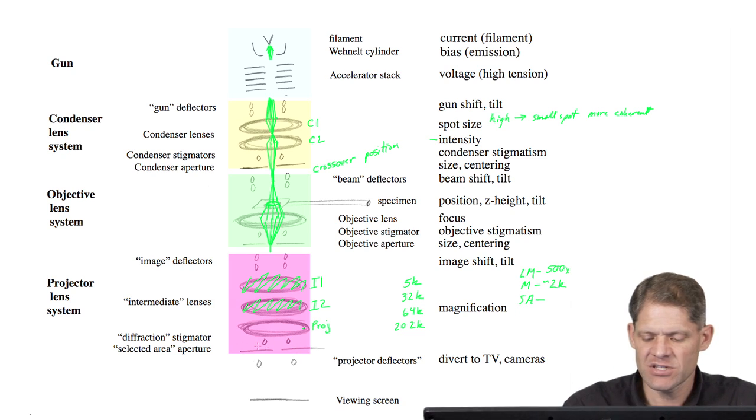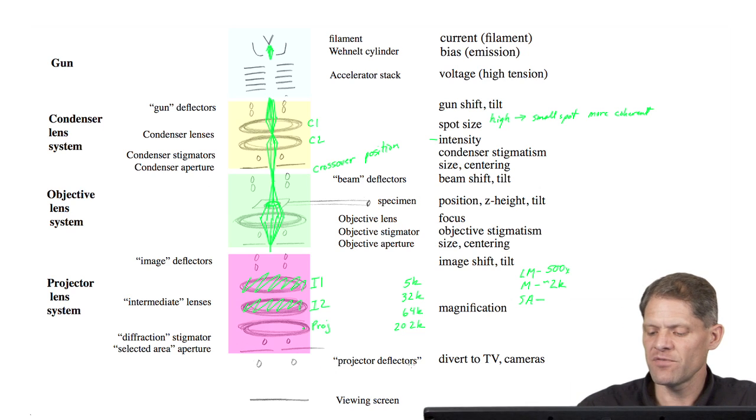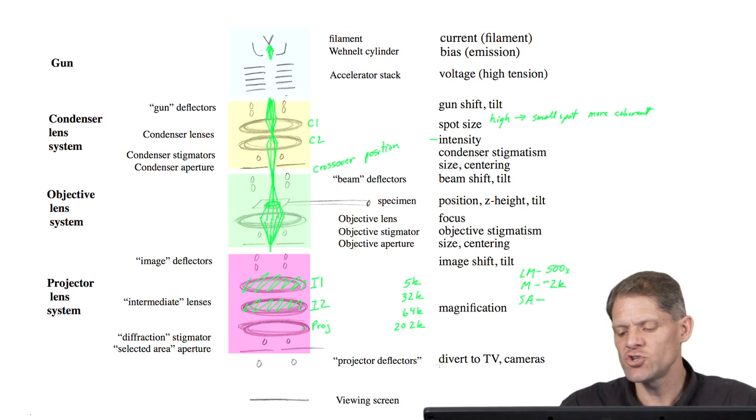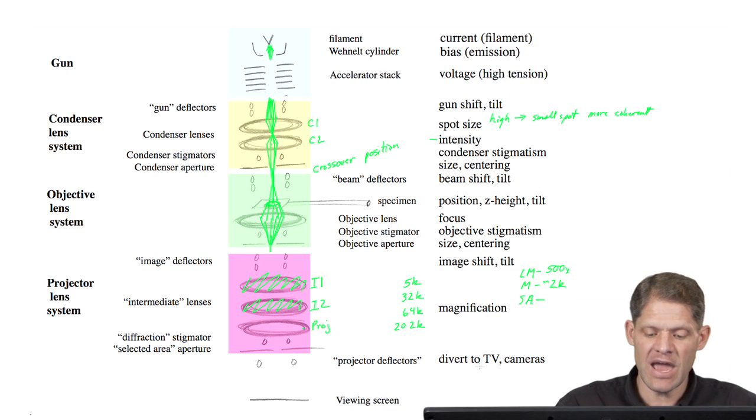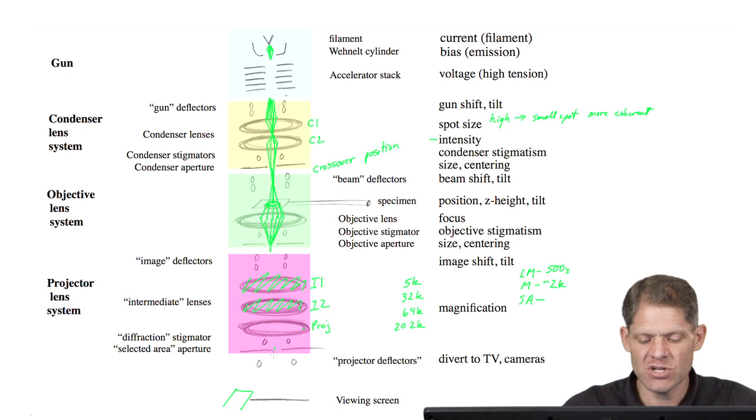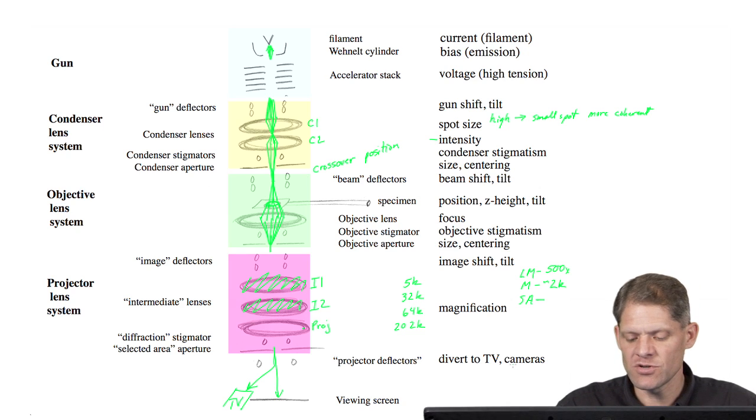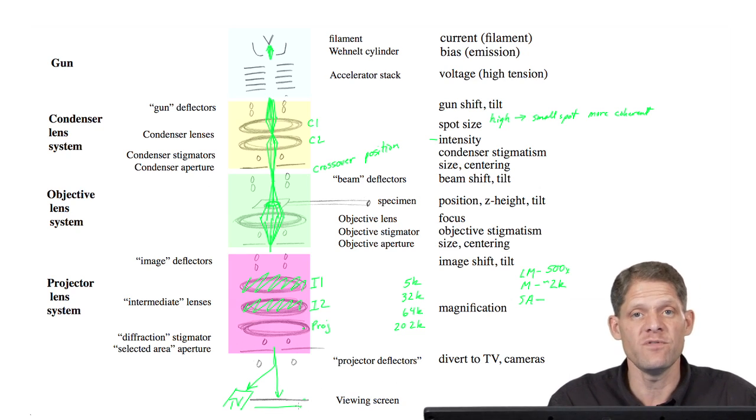Finally, for the diffraction stigmator, obviously you get to control the stigmatism there and the size and the position of the selected area aperture. For the projector deflectors, usually you're just given choices of diverting the image either to a TV camera, say that might be positioned here at the side, so you can choose the position that will divert the image to the TV, or you can leave the image going straight forward onto the viewing screen, or perhaps cameras that reside below the viewing screen.